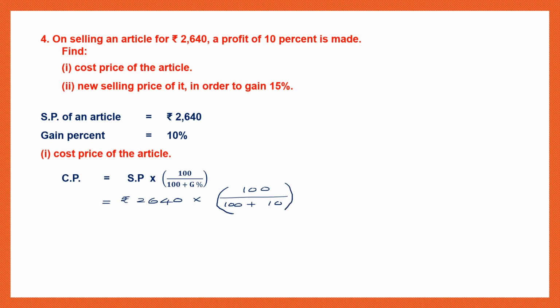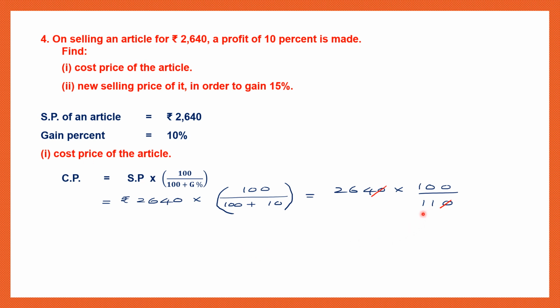So this will now be 2,640 into 100 divided by 100 plus 10 is 110. So now let's see if we can cancel something. We can cancel 1 0 here and 1 0 here. Is there anything else that we can cancel?